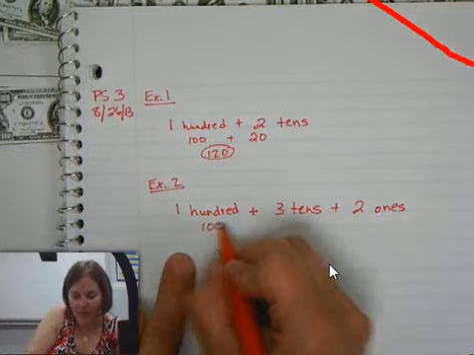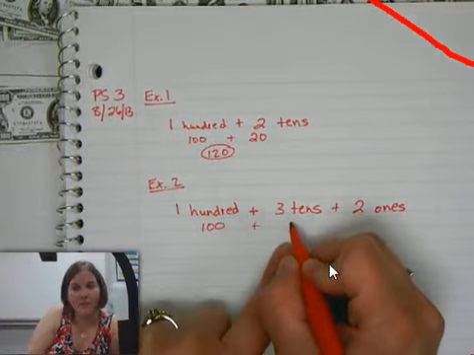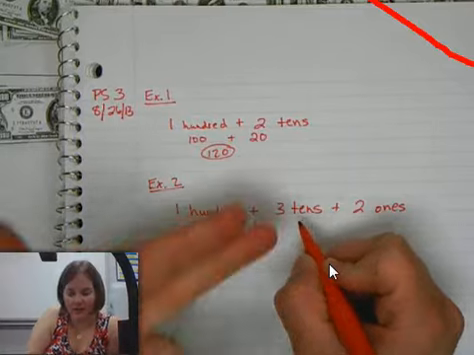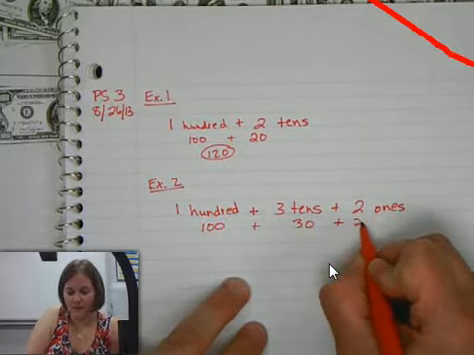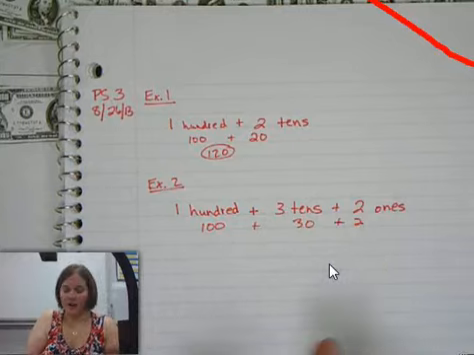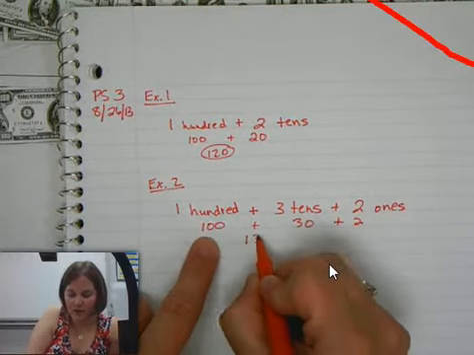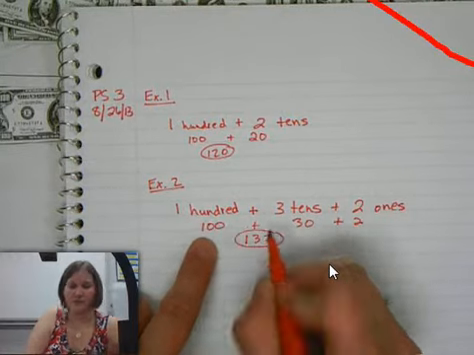So we have 100 plus 3 tens would be how much? 10, 20, 30. And 2 ones would simply be 2. Now if I wrote this as a standard number in standard form, it would be 132. So I just want you to realize what we have.